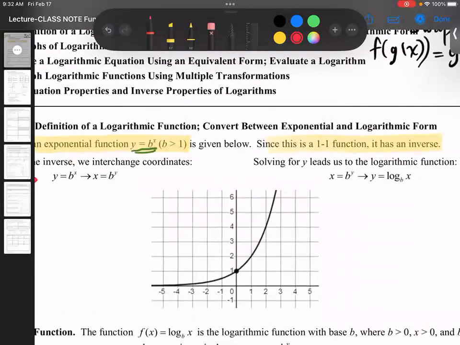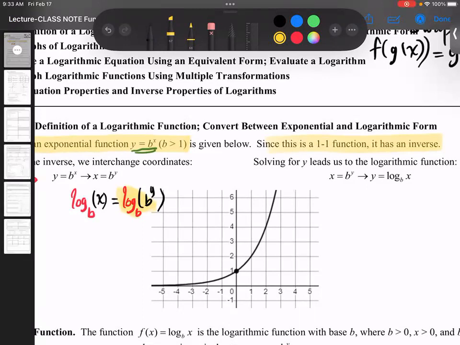Well, log is the inverse function of the exponential function. So I take log base b of both sides, like this: log base b of x equals log base b of b to the y. It's kind of like taking the square root of both sides. Just log base b, of the b to the y.